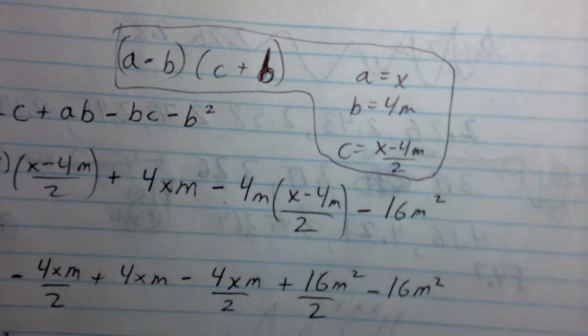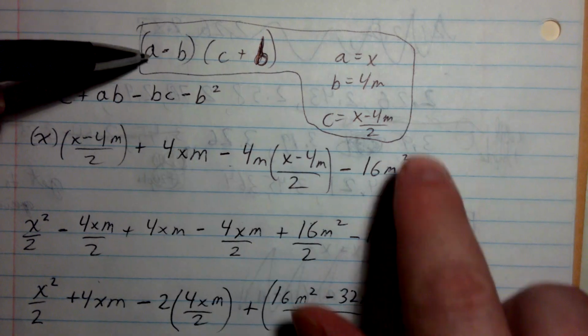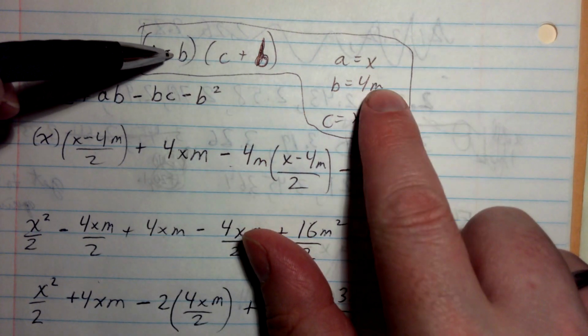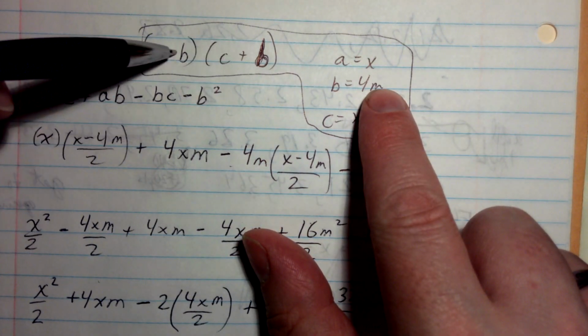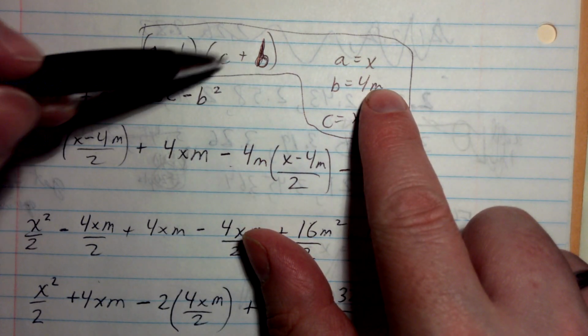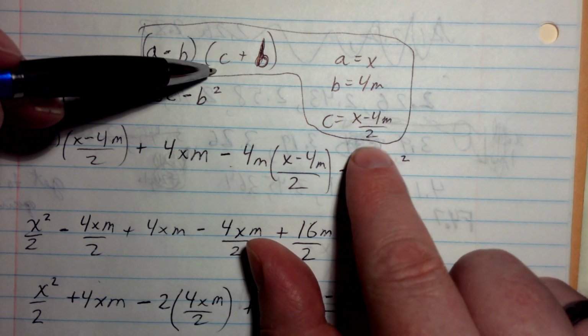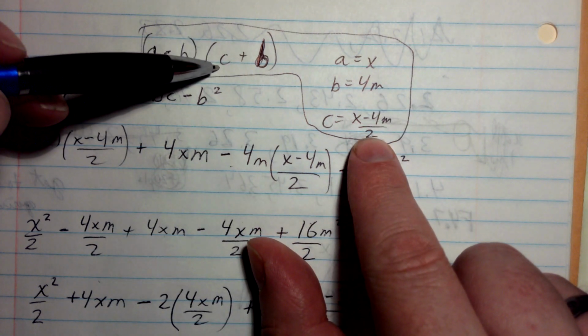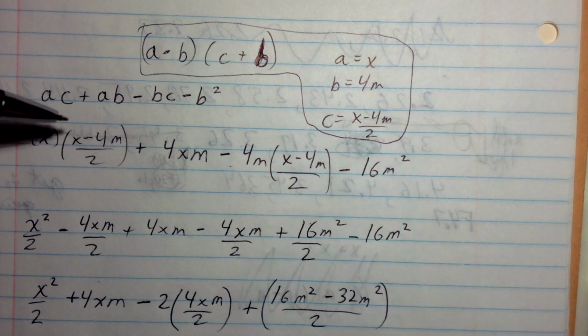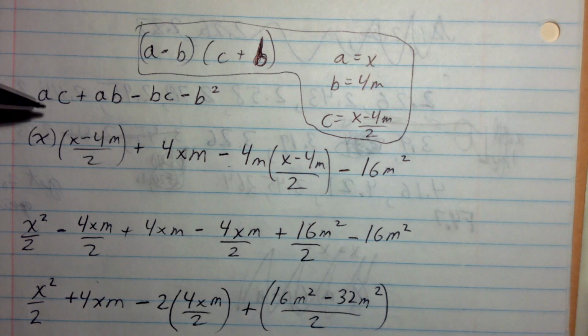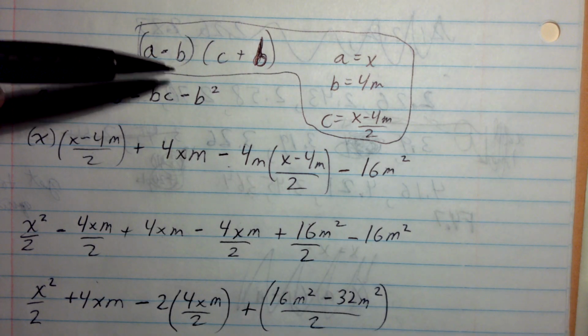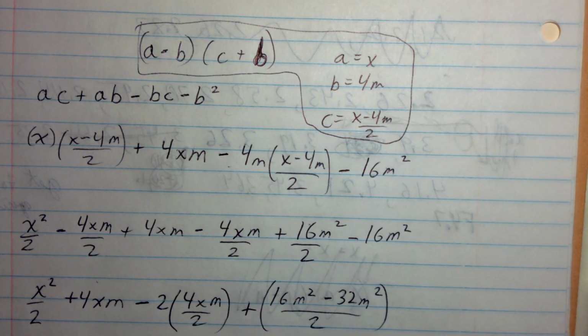I didn't want to write all the terms, so I just said, let A equal x. B is the 4 meters because it shows up here and here. It's negative here, positive there. C is going to be this (x minus 4 meters) over 2. And I'm just going to FOIL this out. You get AC plus AB minus BC minus BC minus B squared.